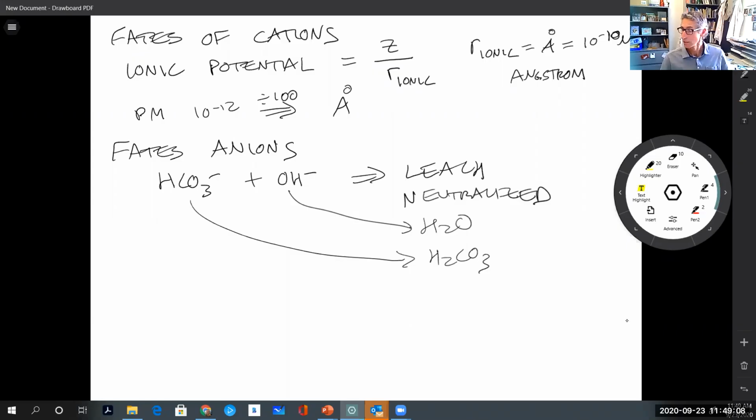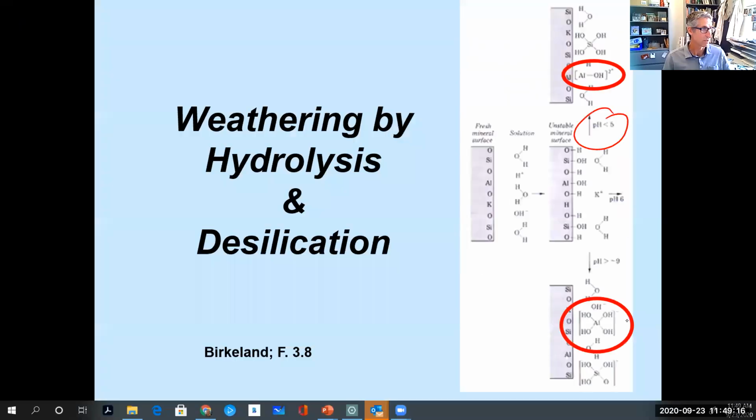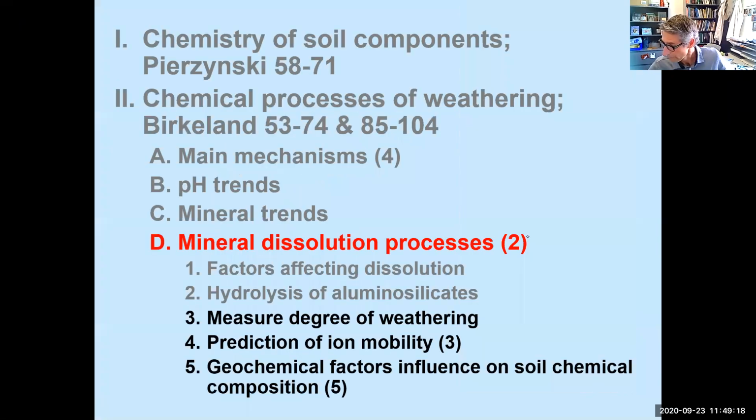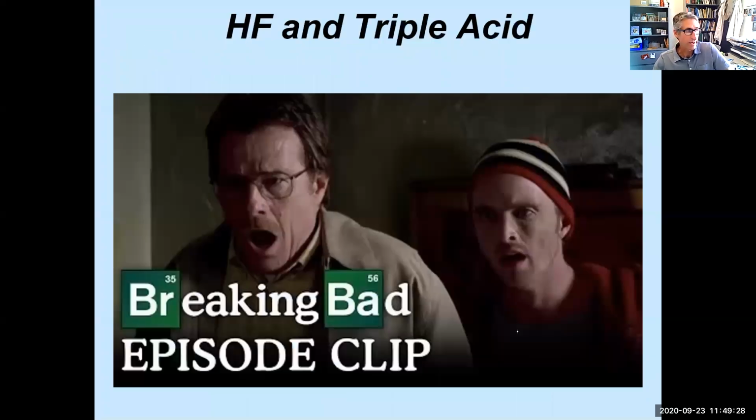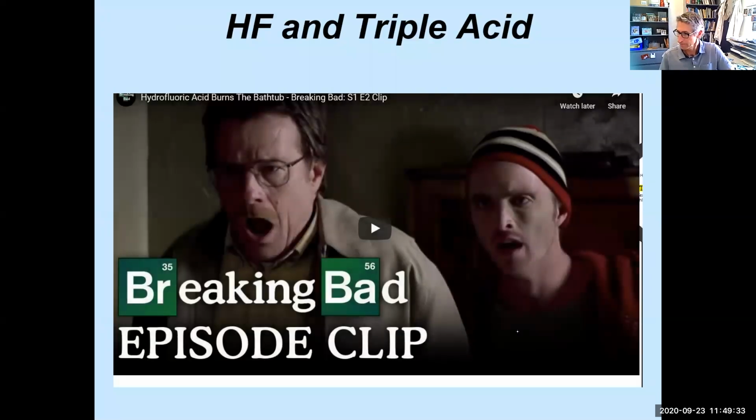Okay, so let's do this now. This is a pretty cool part of the class that I like a lot. So let's talk about how we can measure the degree of weathering in the soil environment. Okay, so quick, simple way to do that. And I will show you this. I'll show it to you.